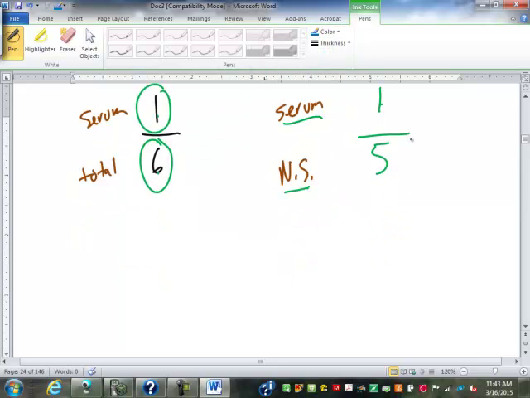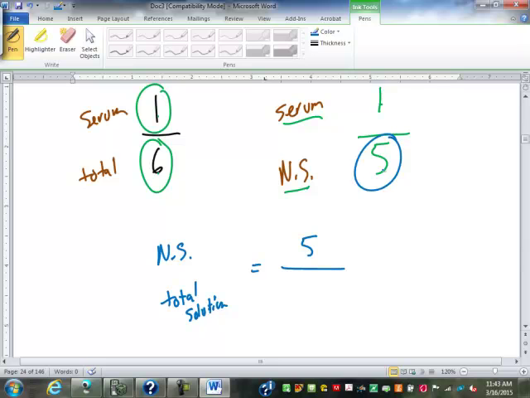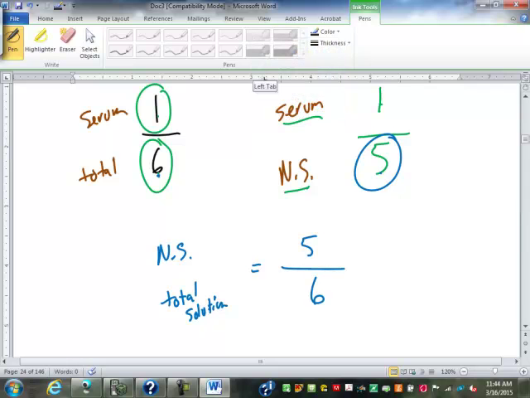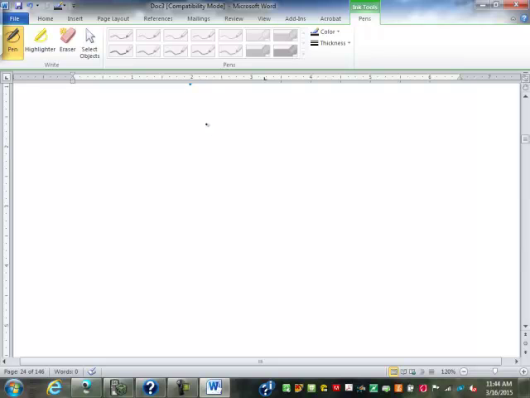Now with that, it'd be pretty easy then to state what is the ratio of saline to total solution. Well, we've already established that out of that total solution, 5 parts are saline, and the total is still 6 parts. So it would be a 5 to 6 ratio of saline to total solution. With those ratios in mind, let's take a look at some other problem.